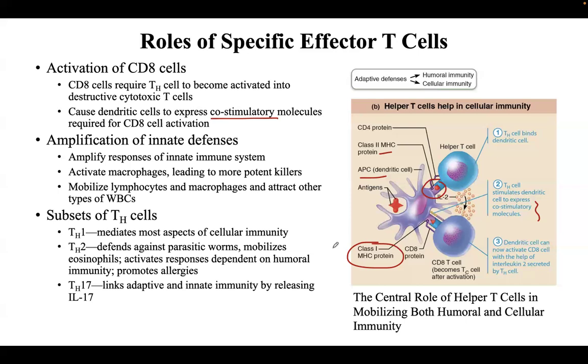MHC protein, which is presented by the APC. What class of MHC? 1 or 2? I'm talking about the helper cell. 2. CD4 only interacts with class 2. So now the antigen is being presented by the APC with class 2 MHC protein to a helper cell. Okay. So the helper cell is now activated, but in the same process, it is also producing some other molecules. What are those molecules? What are those yellow things you see there?